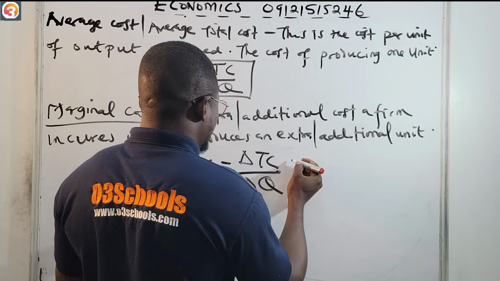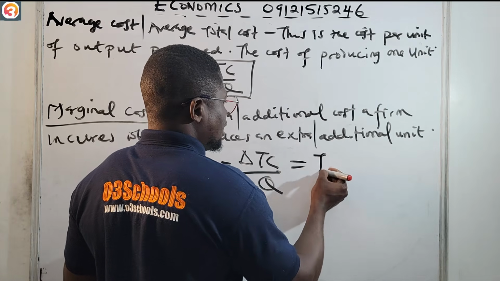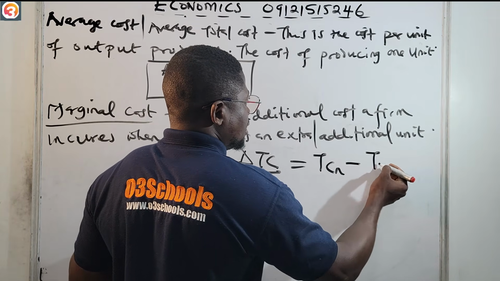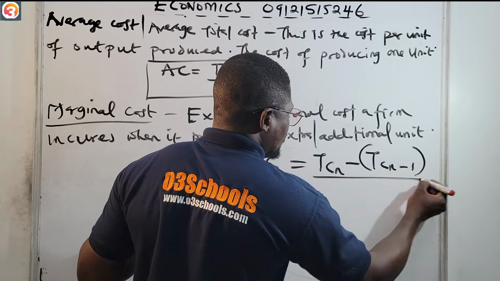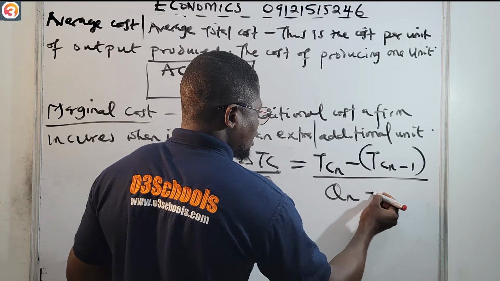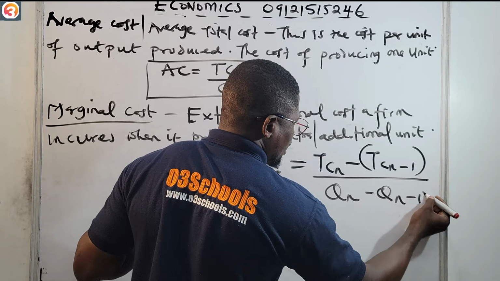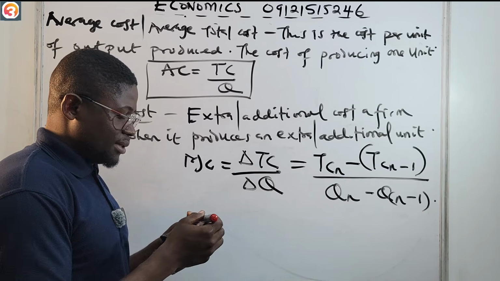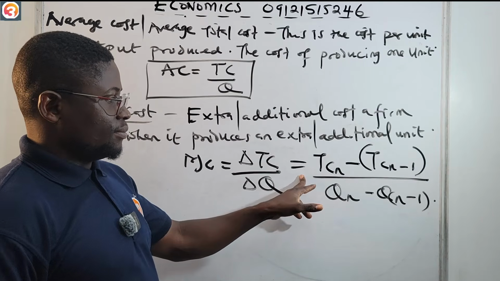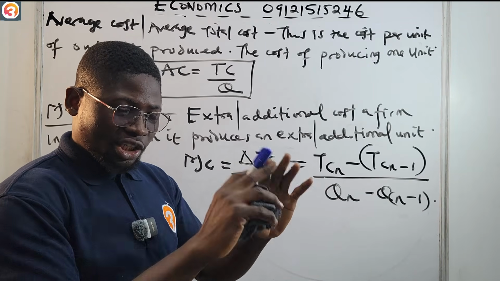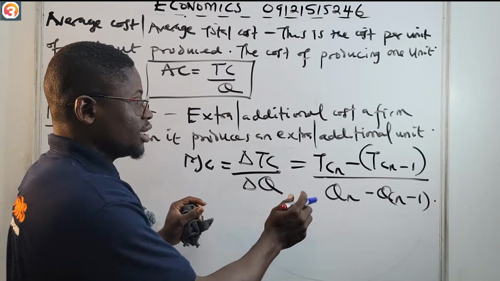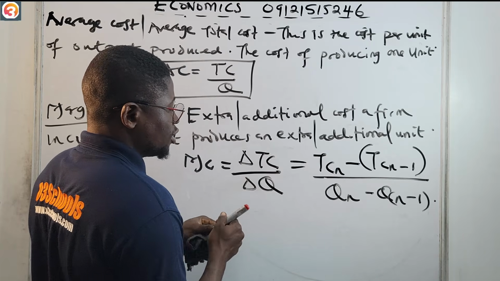We can expand this to be equal to TCn minus TC(n minus 1) all over Qn minus Q(n minus 1). I'll explain what this means. TCn is total cost. You know it's a change; we're talking about a change. So just take note of this.